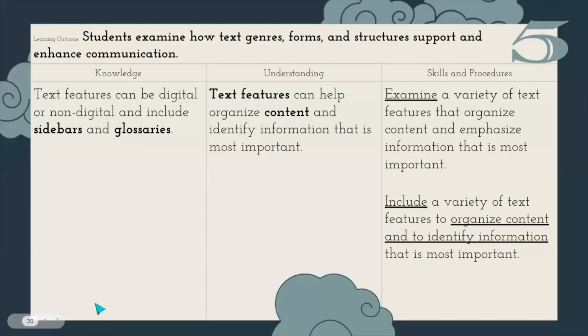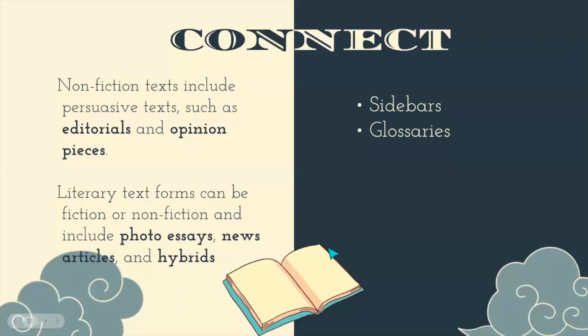In grade 5, same thing. We're looking at a variety of text features, and then we are also including them in our writing. And so in grade 5, it's about sidebars and glossaries. Where that might fit would be in editorial or opinion pieces, or perhaps in photo essays, news articles, and hybrids. Again, you're not required to put them here, but if we're looking for some connection spaces, this might work. You could also, again, connect it to that research piece out of the writing and use it in another subject area.